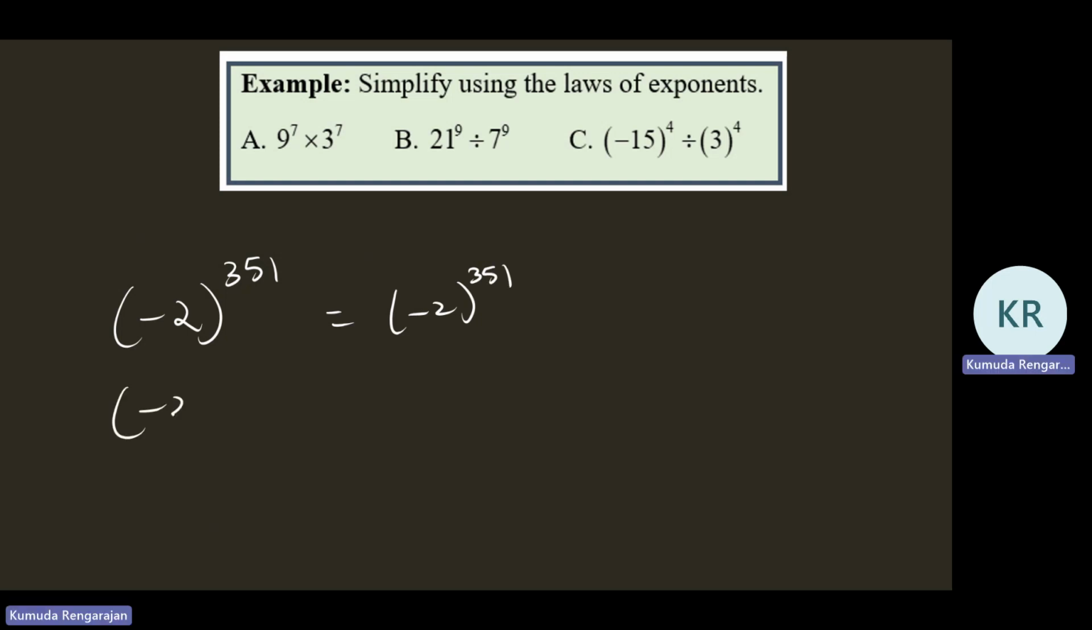But if it is minus 2 to the power 352, what's the power? It's even. You can ignore that minus sign, because minus is going to be multiplied with itself 352 times. So you can make pairs, right? And each pair is positive. Now tell me what is this?